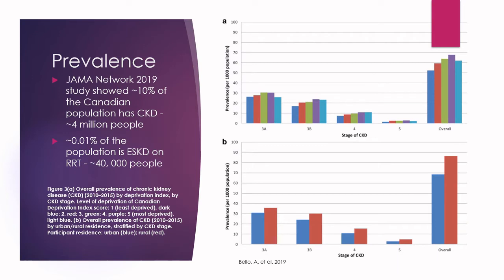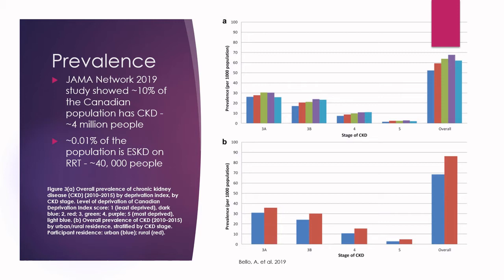So, what is the prevalence of CKD in Canada? There was a study in 2019 that showed that approximately 10% of the Canadian population, or 4 million people, have CKD. Approximately 0.01% of the population, or 40,000 people, have end-stage kidney disease on renal replacement therapy. The study also looked at the overall prevalence of CKD based on deprivation index, which takes into account factors like housing, income, and education. You can see in the top figure that this study showed a higher prevalence of CKD in more deprived groups, shown in the light blue and purple boxes, compared to those who are less deprived, shown in the dark blue and red boxes.